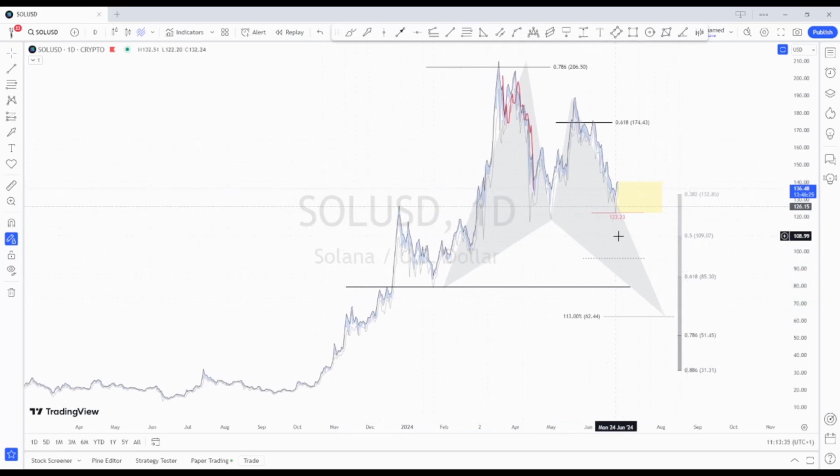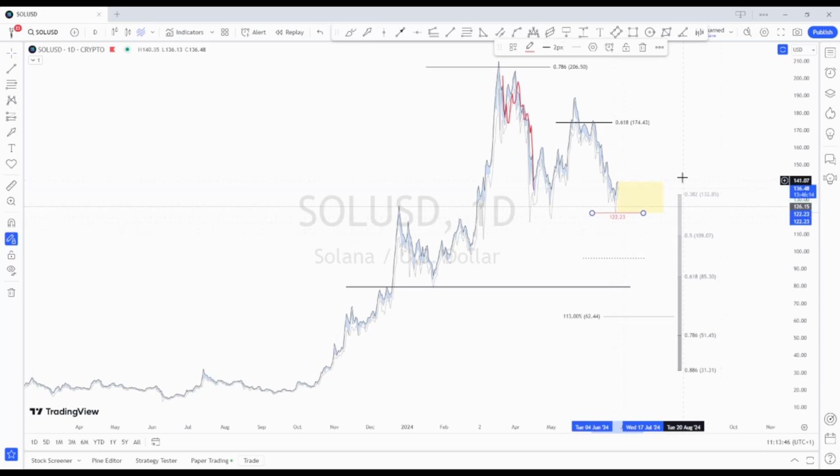But for now, we need to pay attention to the period of potential consolidation that may start to emerge here. For now, we are paying attention to the recent support level at 122.23 and a potential bounce from these levels. It's important to hold above these lows.